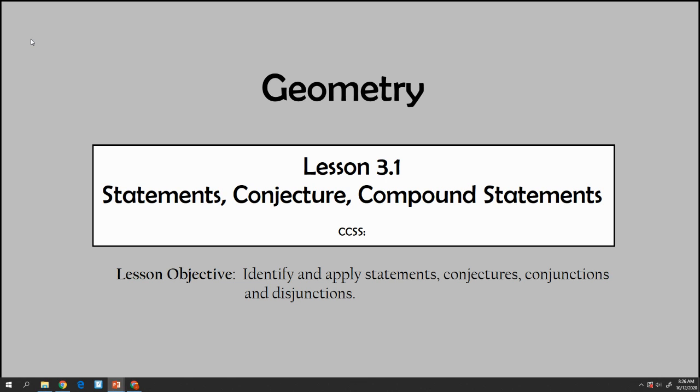All right, today we're going to start lesson 3.1. This lesson is going to be on statements, conjecture, and compound statements. We're going to start to just identify statements and really how they apply to geometry. Obviously, we're going to look at what conjecture is. We're going to look at some compound statements, identifying them. And we are going to do a little bit of truth value today as well.